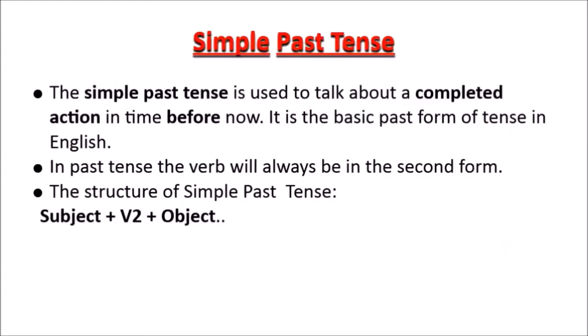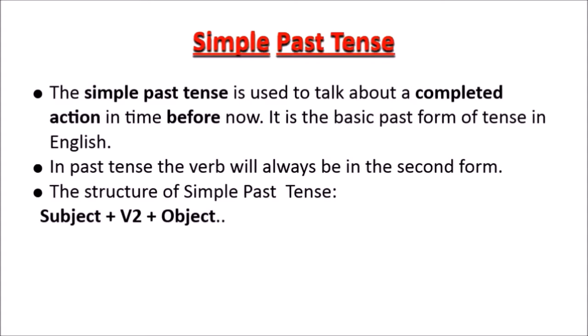Okay class, now we are moving on to simple past tense. Look at the definition there. The simple past tense is used to talk about a completed action in time before now. It is the basic past form of tense in English. So what they're trying to tell is, past tense tells about a completed action, an action that occurred or happened in the past. Clear? Look at the next sentence. In the past tense, the verb will always be in the second form. Okay. Look at the next.